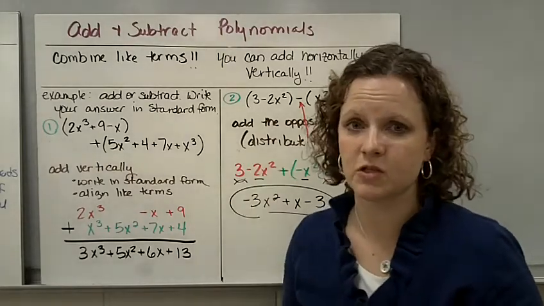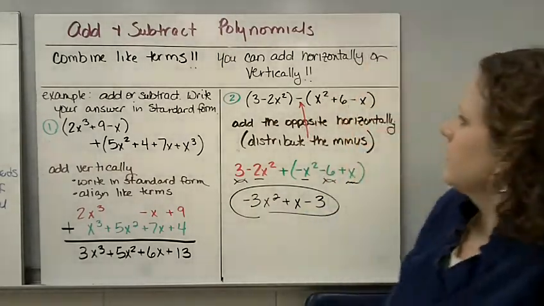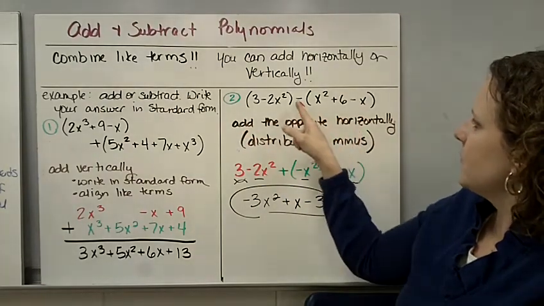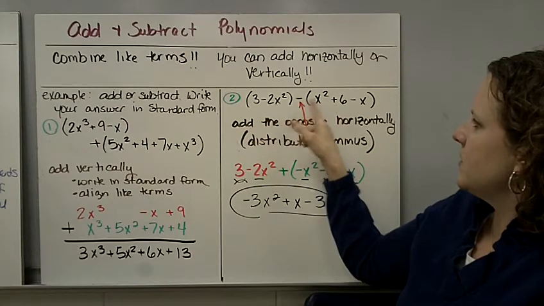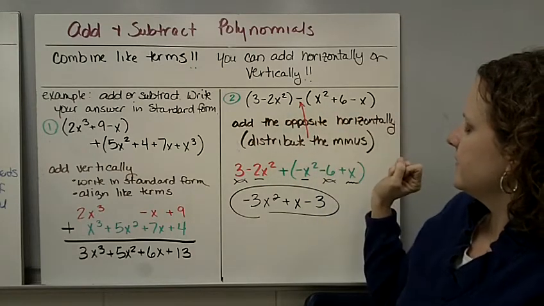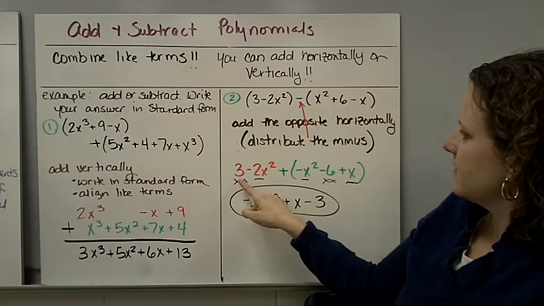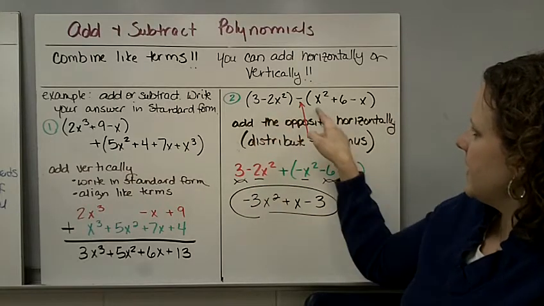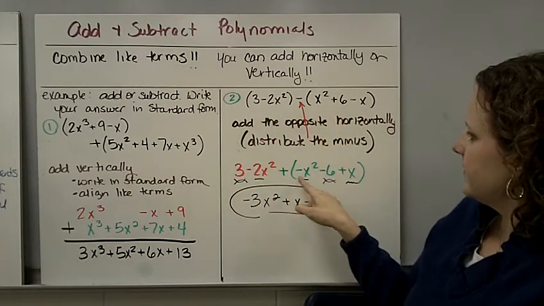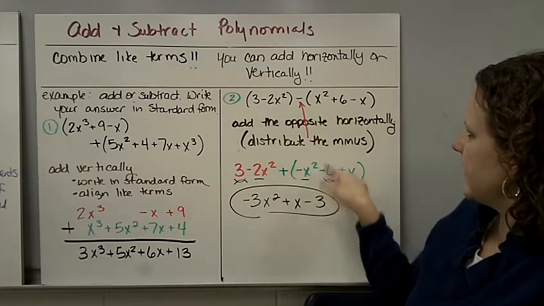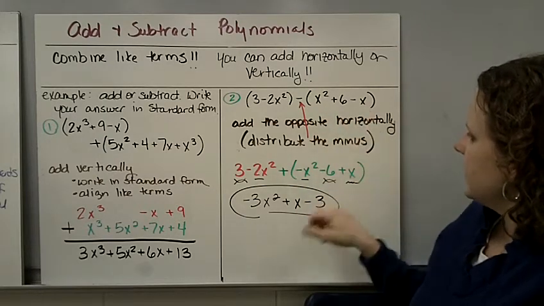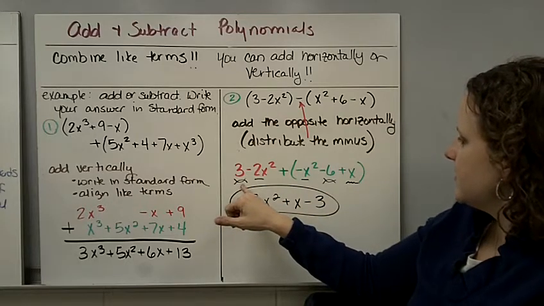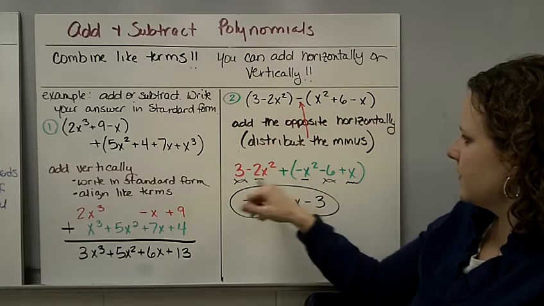The second one is subtraction. You can add the opposite sign horizontally, or we've always just been used to distributing that negative. So 3 minus 2x, and then I just distributed that negative. Negative x squared, -6, positive x. And then I just made funny little marks underneath them to collect like terms.